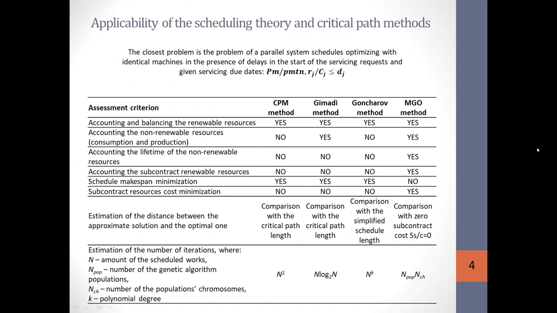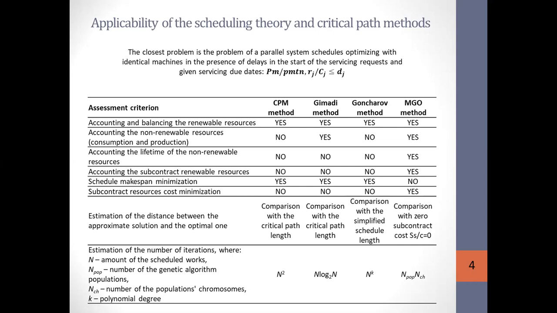Well, we consider application of some scheduling theory methods. The critical path method or CPM method allows to calculate the earliest completion time of the project and to determine the critical path and identify the works that have zero time reserve. The CPM method has limitations on the description of life cycle of the non-renewable resources, for example, supplies, consumptions, and resource lifetime. The closest problem is the problem of parallel system schedules optimizing with identical machines in the presence of delays in the start of the servicing requests and given servicing due dates.